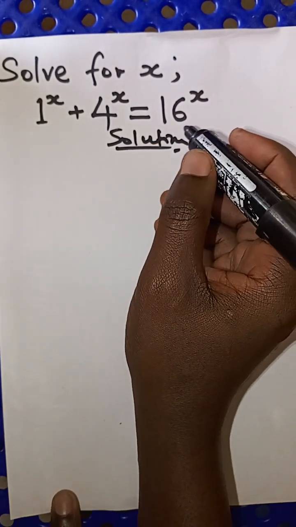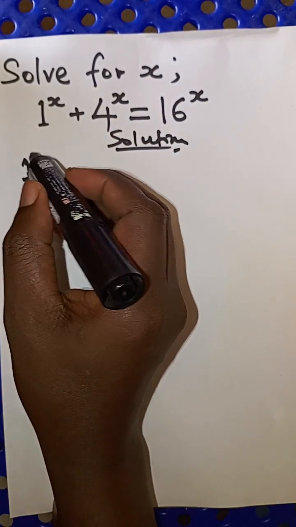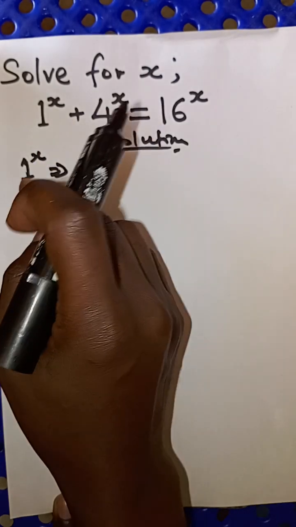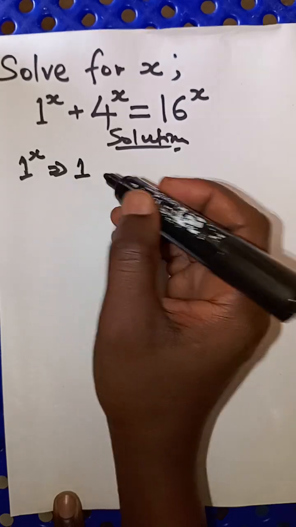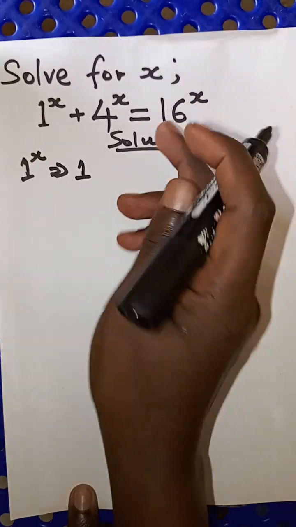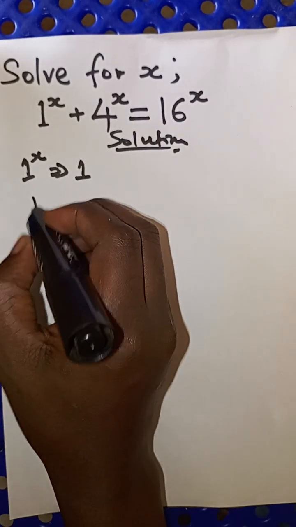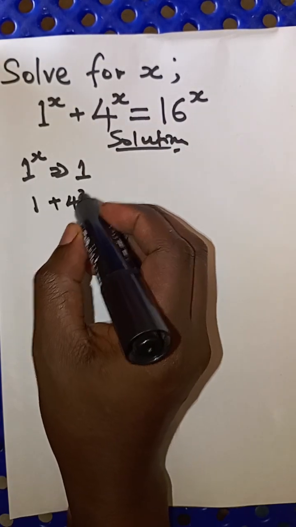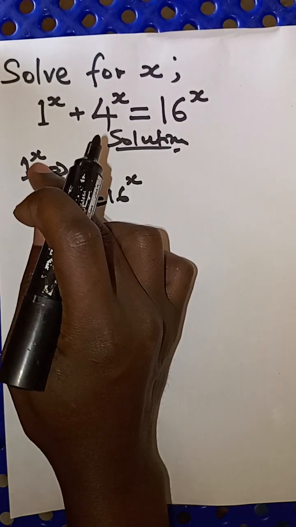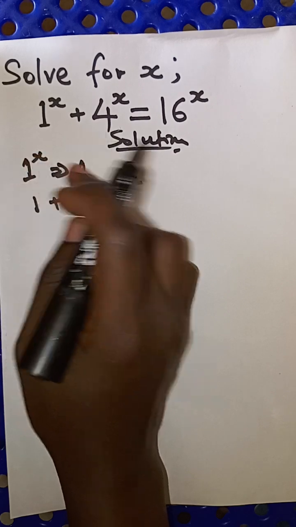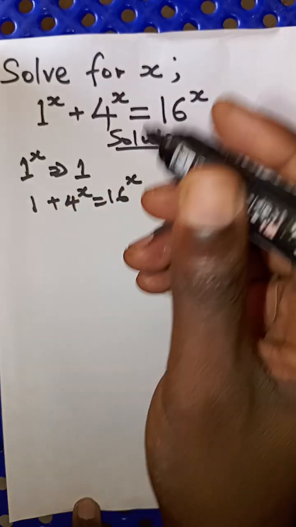For the first part, if you are given any number raised to power x, then of course we know that 1 raised to any power will at all times give us 1. So for our first step, I'm going to start by rewriting it as 1 plus 4 raised to x should be equal to 16, since 1 raised to power x is 1, or any other number.